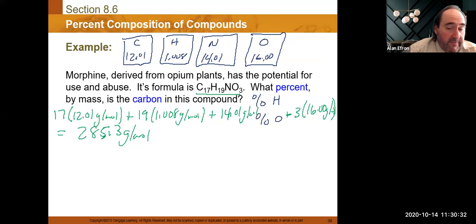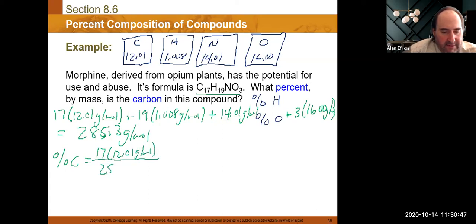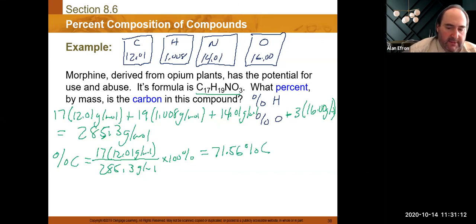So we're looking for the percentage of carbon. So we'll start there. Percentage of carbon means up on top, we want just the carbon part. So that's going to be 17 times 12.01 divided by the mass of the entire compound, which is 285.3, times 100%. If we do that, 17 times 12.01 gives you about 204, divided by 285.3, times 100. We'll call it 71.56% carbon. Any questions on that one?